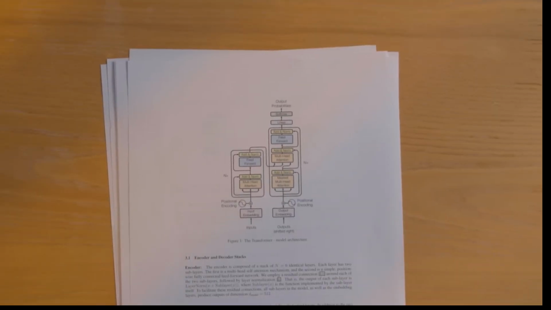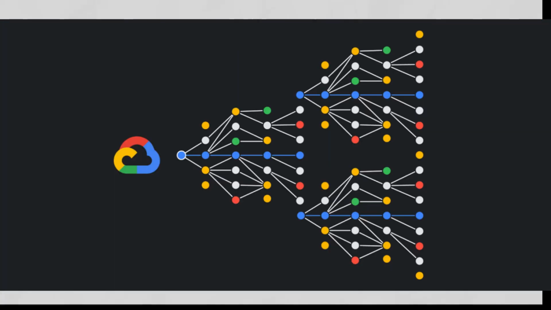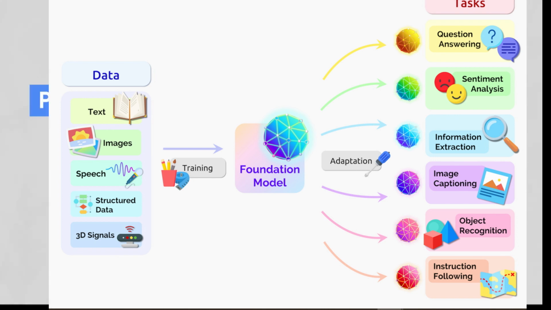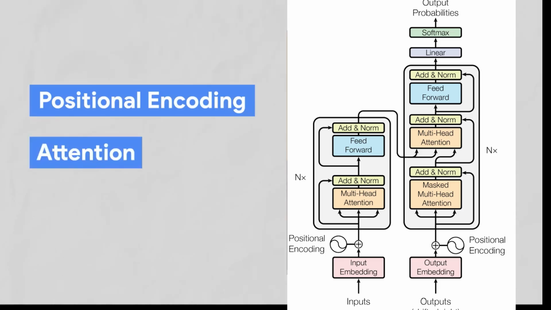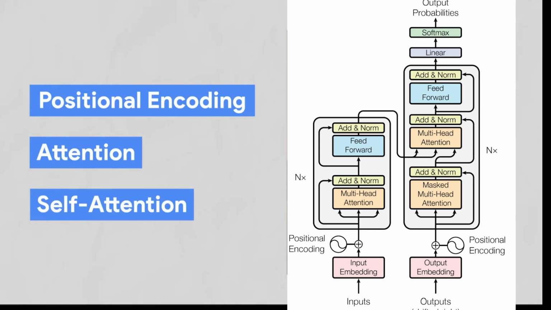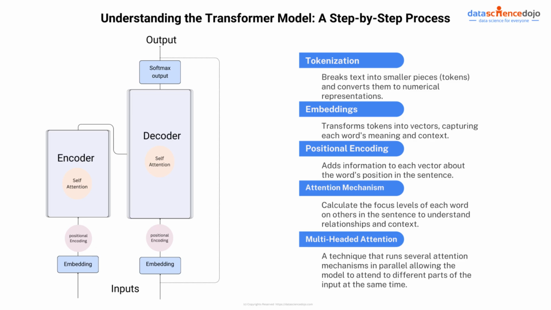So how do these things actually work? From the diagram in the paper, it should be pretty clear. Or maybe not. Actually, it's simpler than you might think. There are three main innovations that make this model work so well: positional encodings and attention, and specifically a type of attention called self-attention. Let's start by talking about the first one, positional encodings.